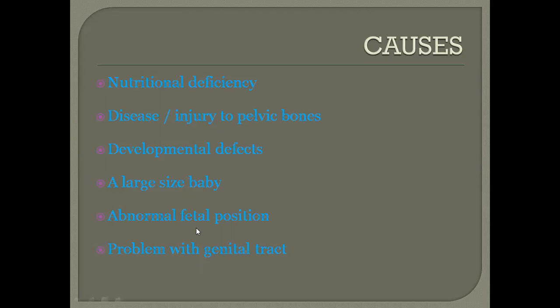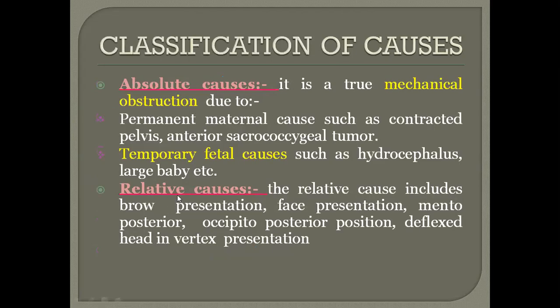And again, the causes can be divided into absolute causes and relative causes. Absolute causes mainly focus on permanent mechanical obstructions and fetal causes. Mechanical obstruction means a contracted pelvis, which we are going to deal with next in this class itself, and also some tumors. Then fetal causes means some abnormality where the baby's head is big, hydrocephalus, and a large baby. Then relative causes means malpresentation, brow presentation, face presentation, occipital posterior position. All of these can lead to CPD.